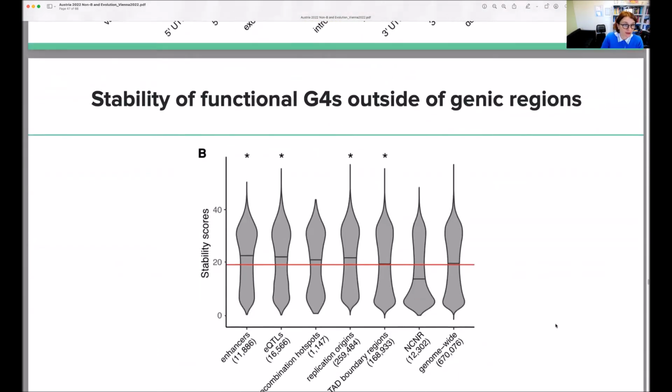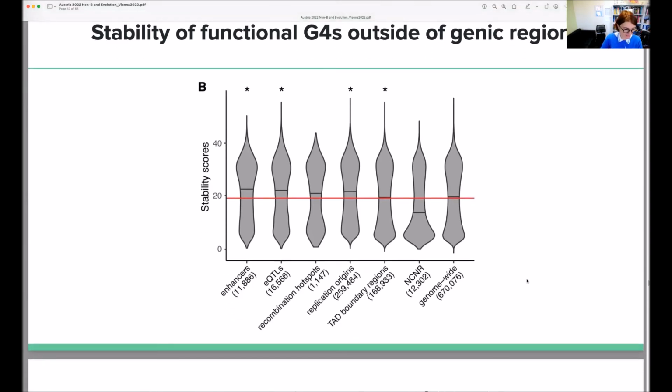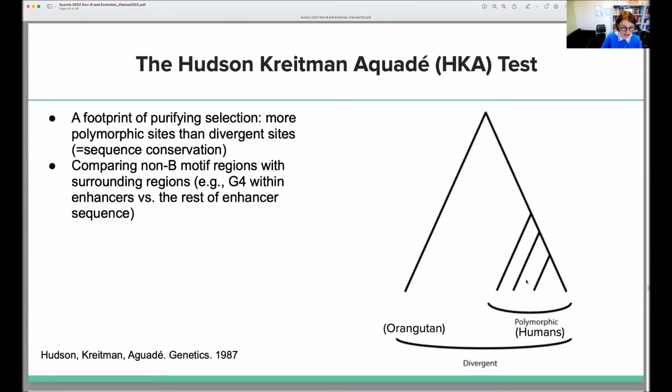So outside of genes, the stability is elevated at enhancers, at eQTLs, and at replication origins. So suggesting again that some functional G quadruplexes are enriched in their stability. And the last thing we did is we looked at the signatures of selection at G quadruplexes using the Hudson-Kreitman-Aguadé test, or the HKA test.